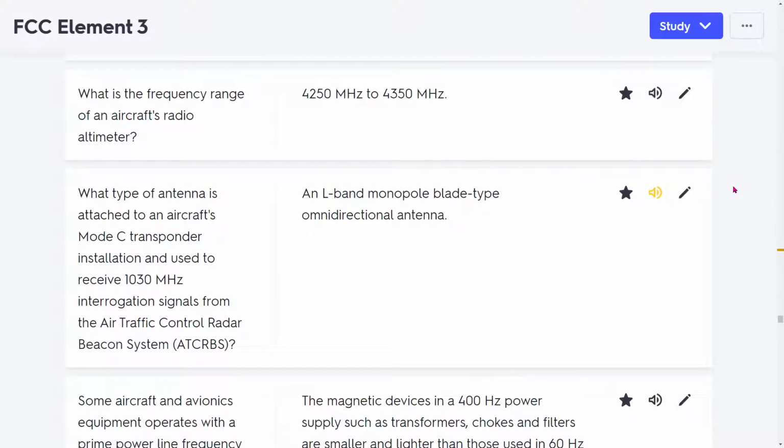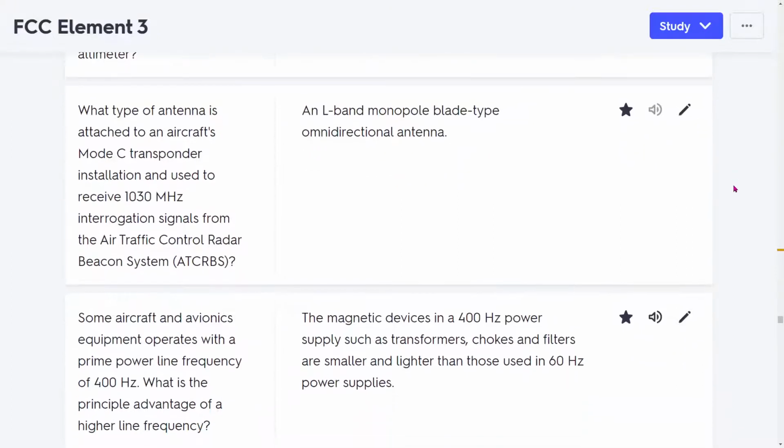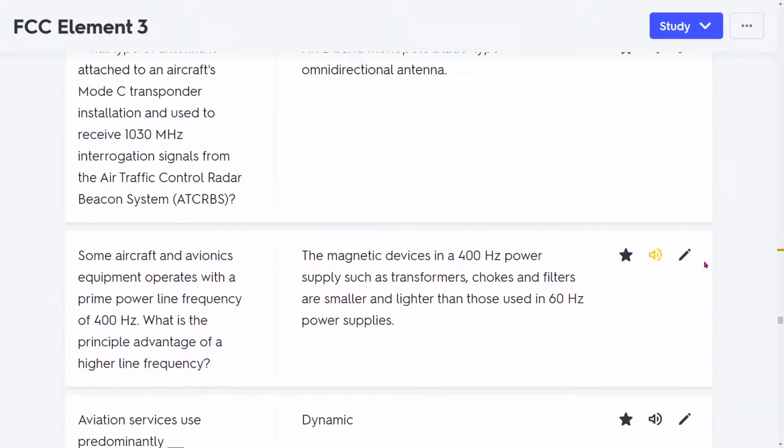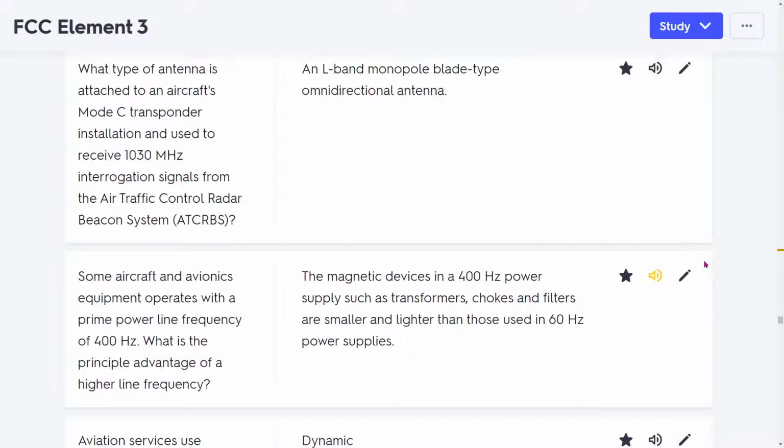What type of antenna is attached to an aircraft's Mode C transponder installation and used to receive 1030 MHz interrogation signals from the air traffic control radar beacon system? An L-band monopole blade type omnidirectional antenna. Some aircraft and avionics equipment operates with a prime power line frequency of 400 Hz. What is the principal advantage of a higher line frequency? The magnetic devices in a 400 Hz power supply such as transformers, chokes and filters are smaller and lighter than those used in 60 Hz power supplies.